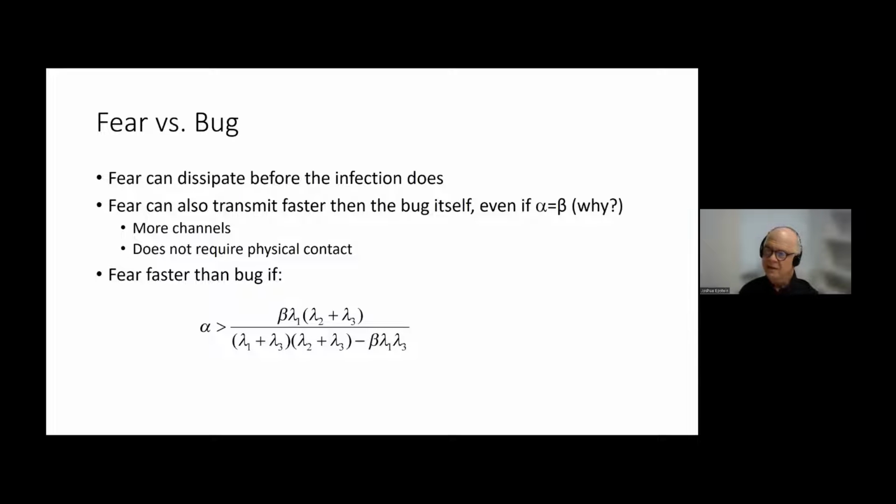Why would that be? Basically, because there are more channels to transmit fear, and it doesn't require physical contact. And we solved for the condition under which fear spreads faster than the disease. And this is the simple parameter arrangement in which the fear transmission rate has to exceed this crazy looking thing.